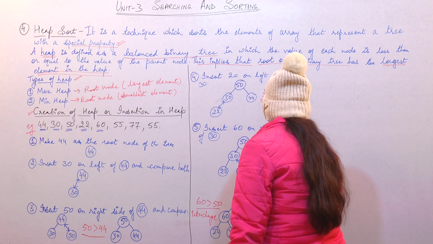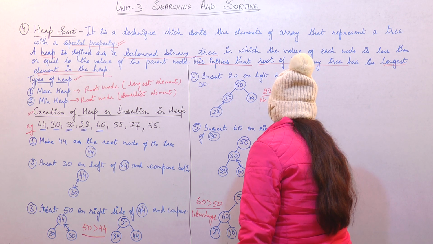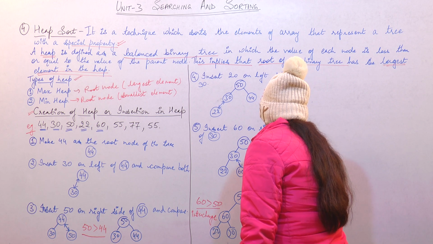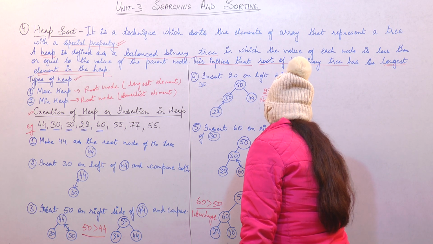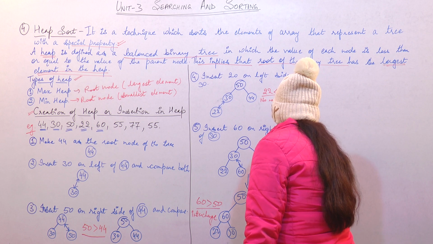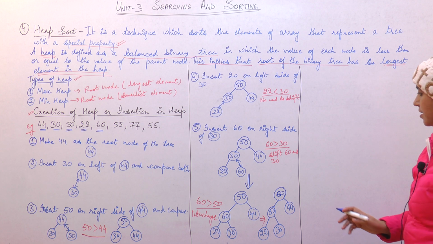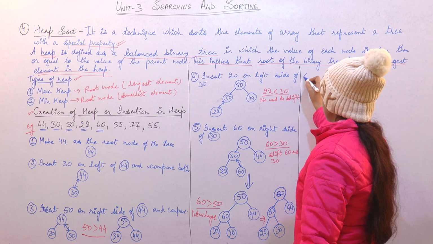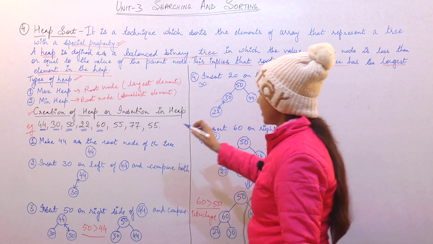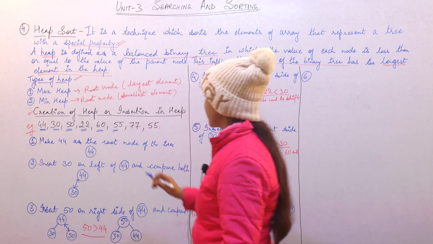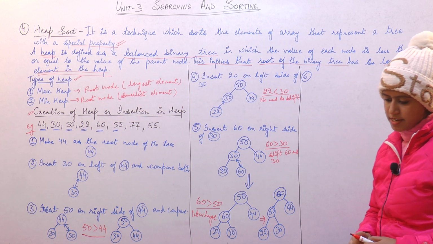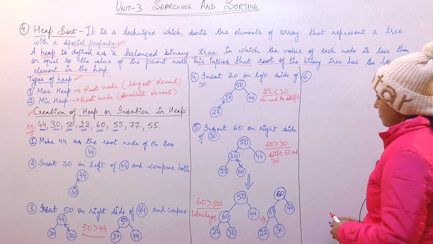On the left side we are having 50, on the right side we are having 44, and then 22 and 30. So this is our newly created tree. Now in step 6, the next element to be inserted is 55.